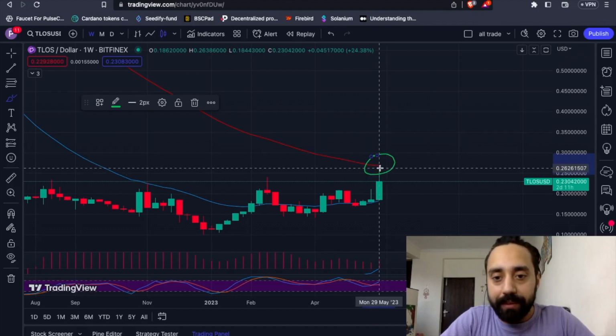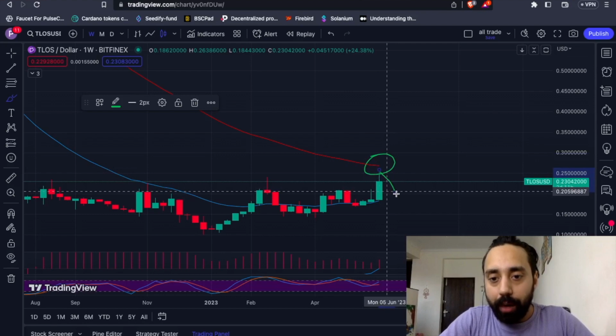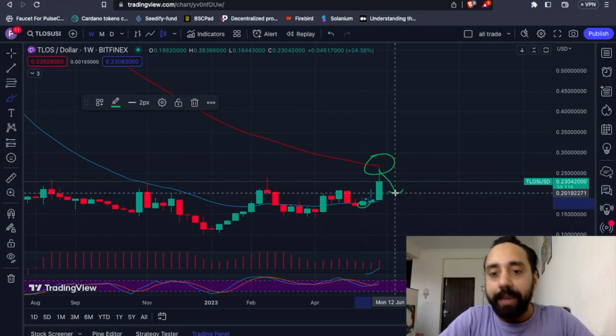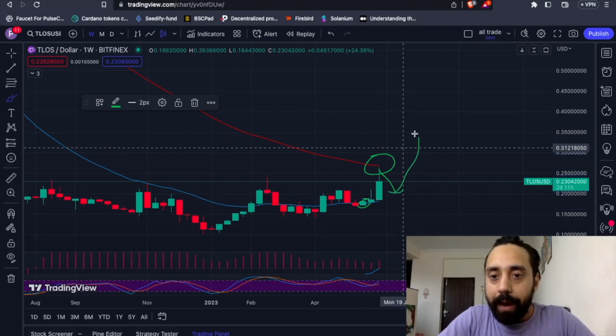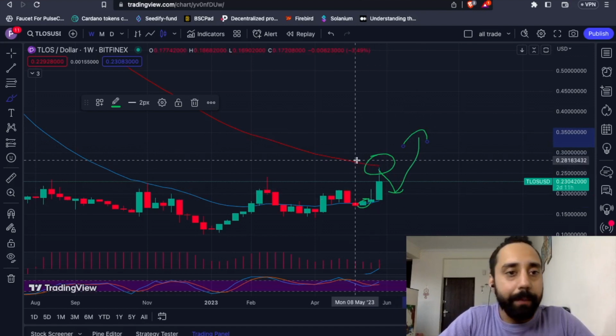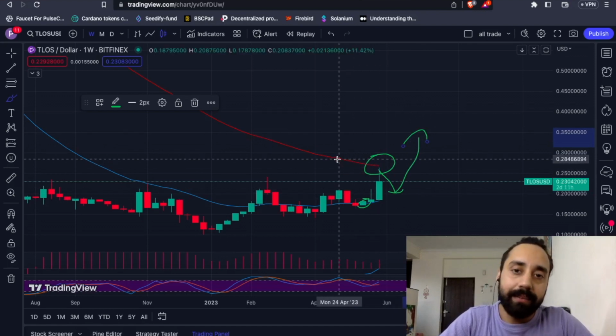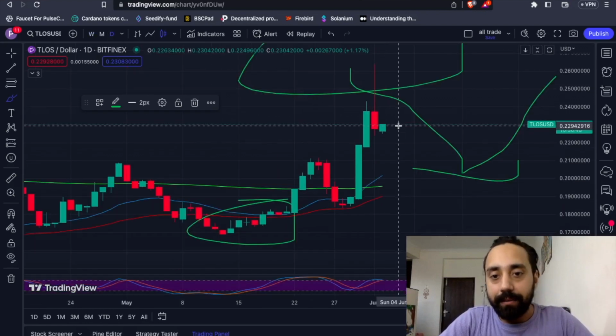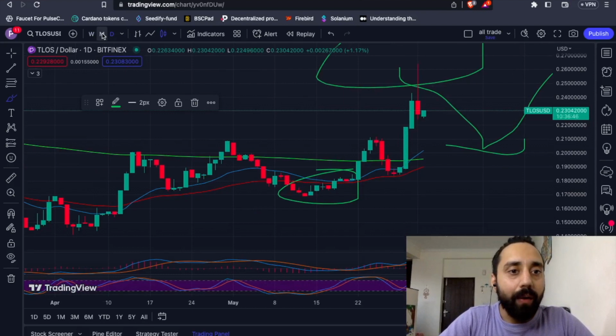So my future prediction is that it still has a chance to go down here, and once it goes down here, it tests the 20 EMA support, which is the 20 exponential moving average, and then climbs up. And once it crosses or beats the resistance of the 50 EMA on the weekly chart, it is likely that it will pump further. So that's the analysis about TLOS. It will go down a bit.